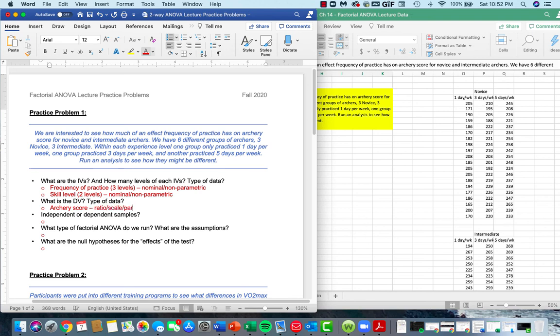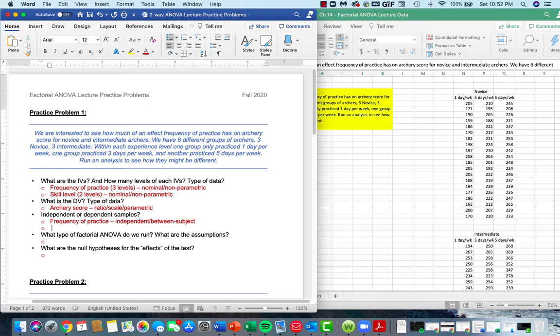Some of you have put scale or parametric. Either of these are acceptable answers. When we look at the types of samples we've collected, you kind of have to break this down into how samples have been collected for each of the independent variables. So when we look at frequency of practice, we've separated our individuals, right, in the respect that there are different people in each of these practice groups. So we would say we have independent samples, or between subject design, right, for this one, since we have different people in each group.